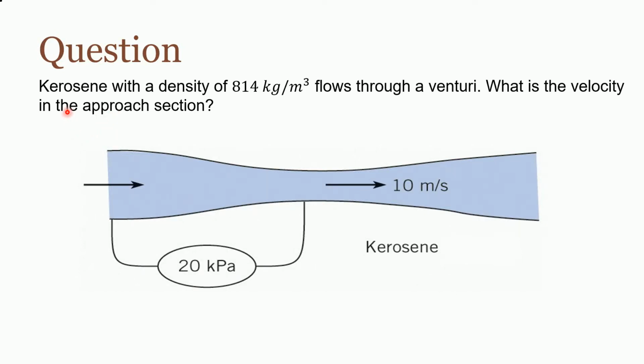In this question, we're told that kerosene, we're given the density of that, flows through a venturi, and it's pictured here. And we're asked to find the velocity in the approach section, so that's upstream. So we can see from the picture that the velocity in the throat is 10 meters per second, and also that the pressure differential is 20 kilopascals. So we don't need to work that out from this manometer. We've just been told it.